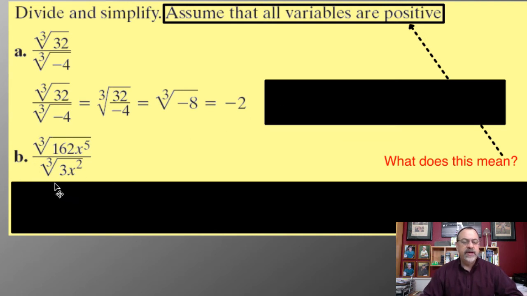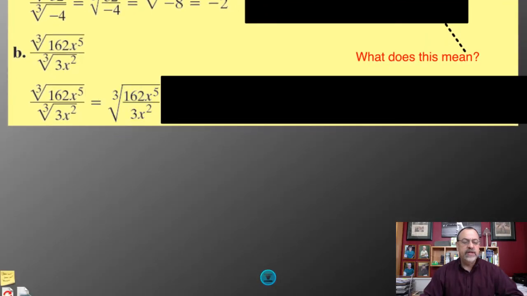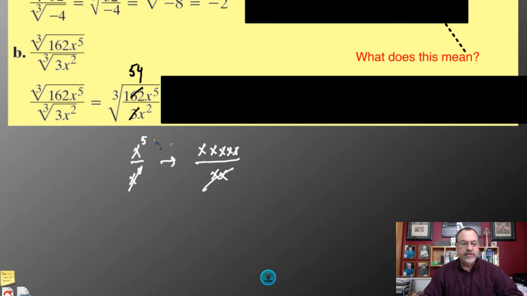Let's take a look at this one. We have some variables involved and some numerical radicands involved. And so the indexes are the same, so I can put them underneath one radical and then go ahead and reduce. Now, the 3 and the 62 are both divisible by 3, so that ends up being 54. Now, when we're reducing variables, one way to look at it, what I like to look at, well, x to the 5th divided by x squared means I have 5 x's in the numerator and I have 2 x's in the denominator. So I can take 2 of these and reduce them with 2 of these, leaving me only 3.